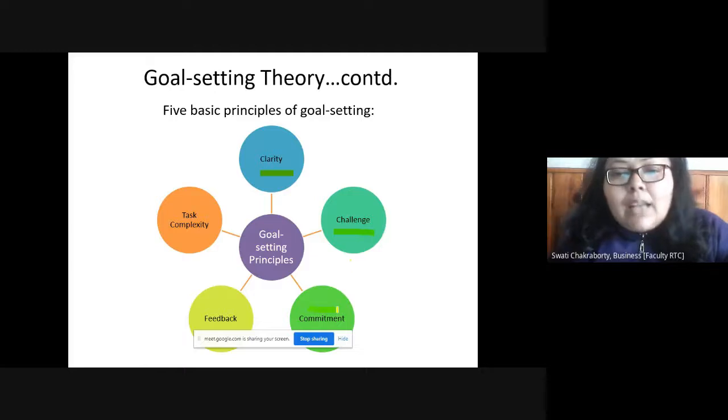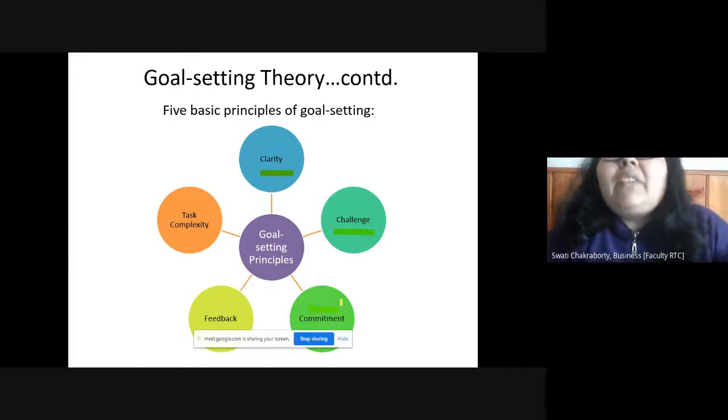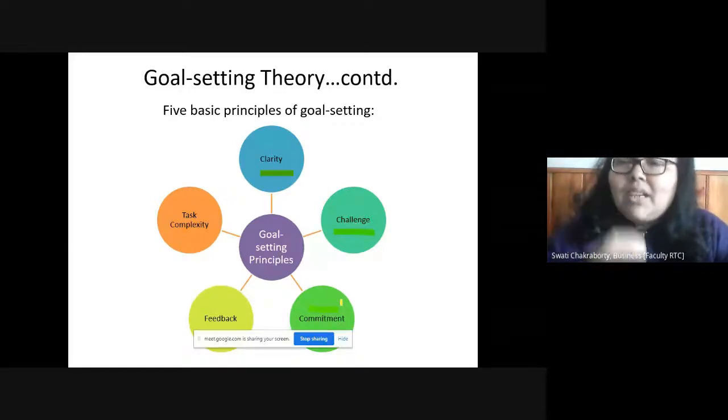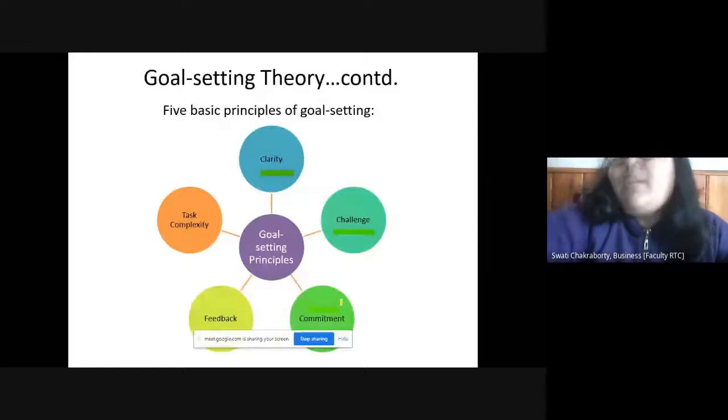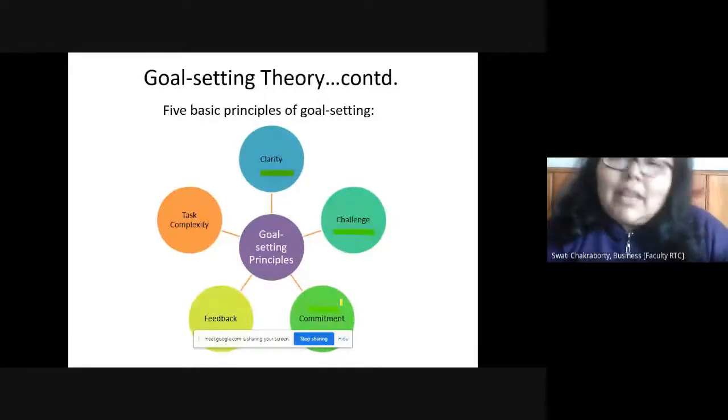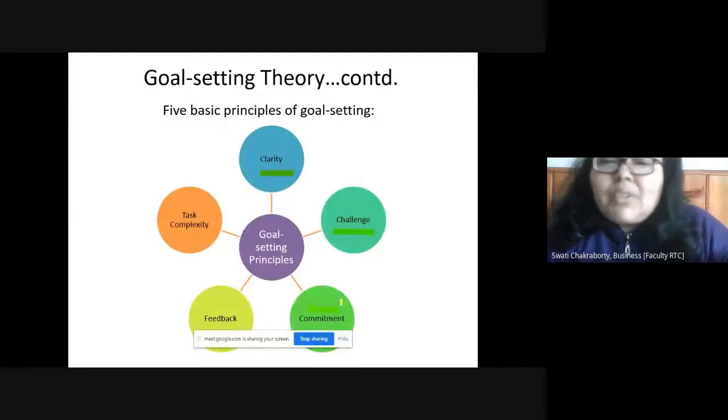Then comes commitment. Commitment is where effort comes into play. You have a very high goal, there are a lot of difficulties, and you know you have to overcome these challenges. But are you putting in that effort to overcome the challenge? That's the big thing, so that needs to be there. That's where we are talking about commitment.